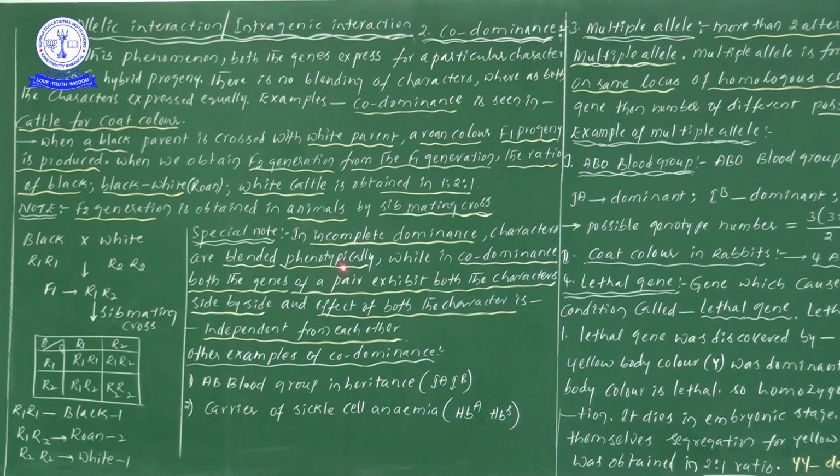blending of characters phenotypically, but in codominance both genes of a pair exhibit both characters side by side, and the effect of both characters is independent of each other. Even though all of these are present together, both characters of the pair in one particular gene are independently showing their own characters.